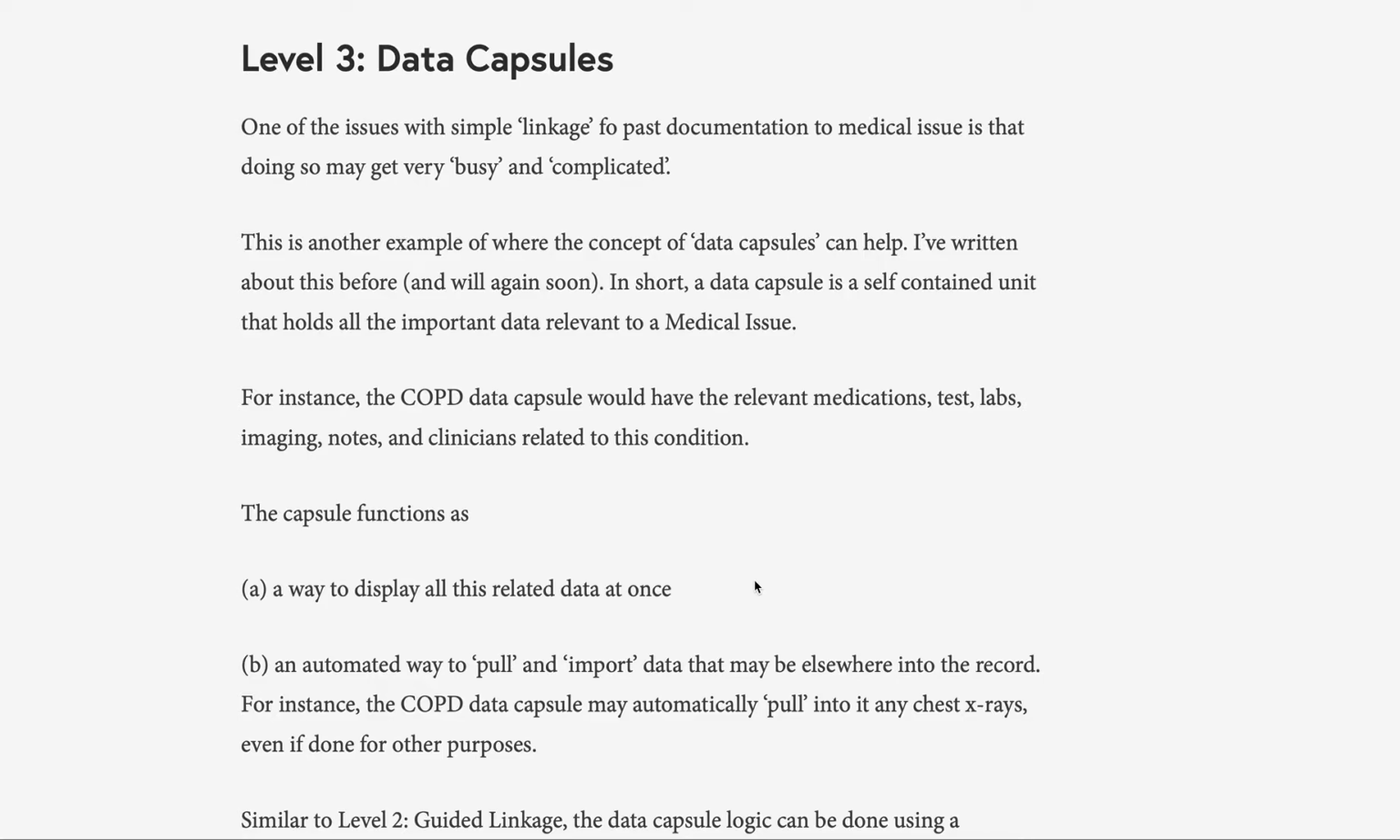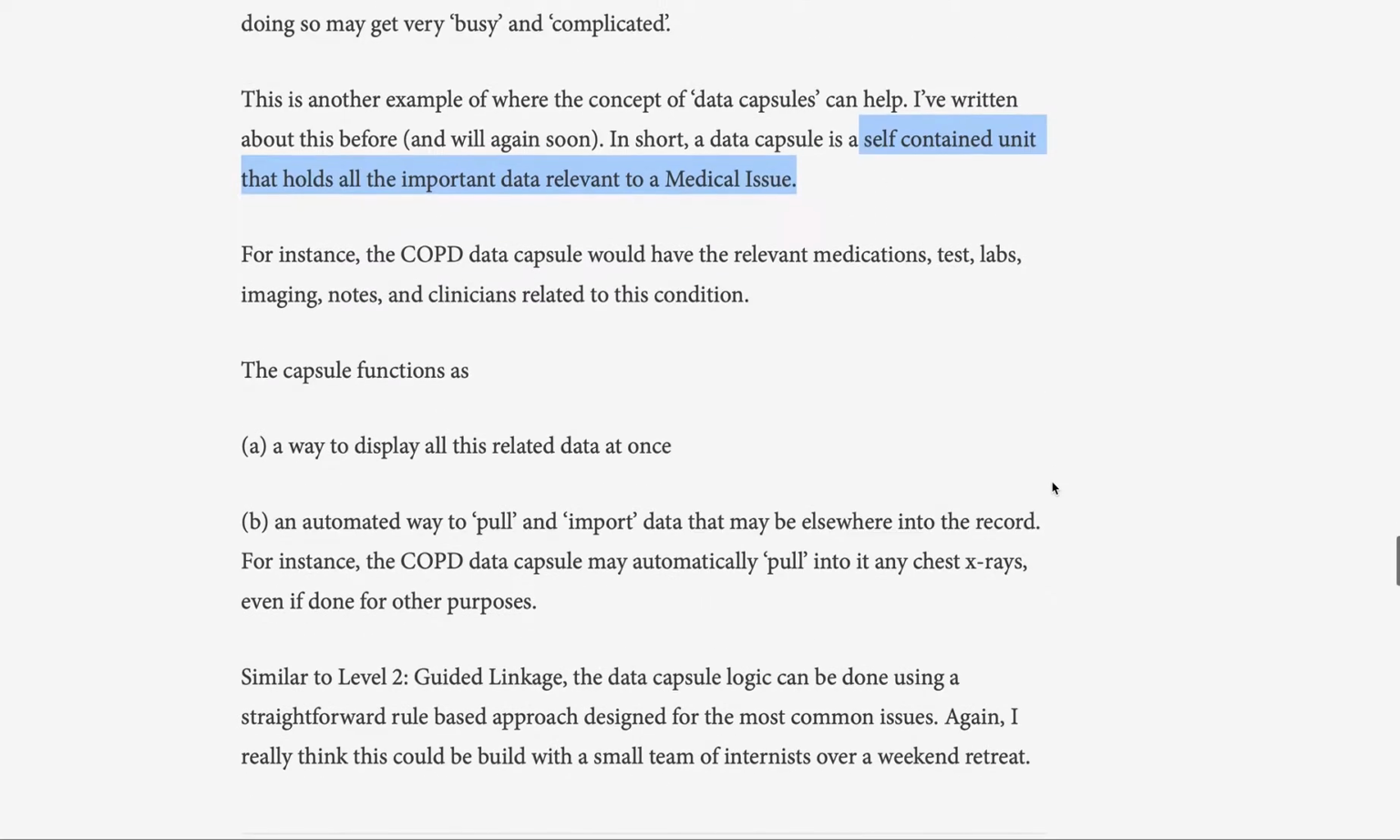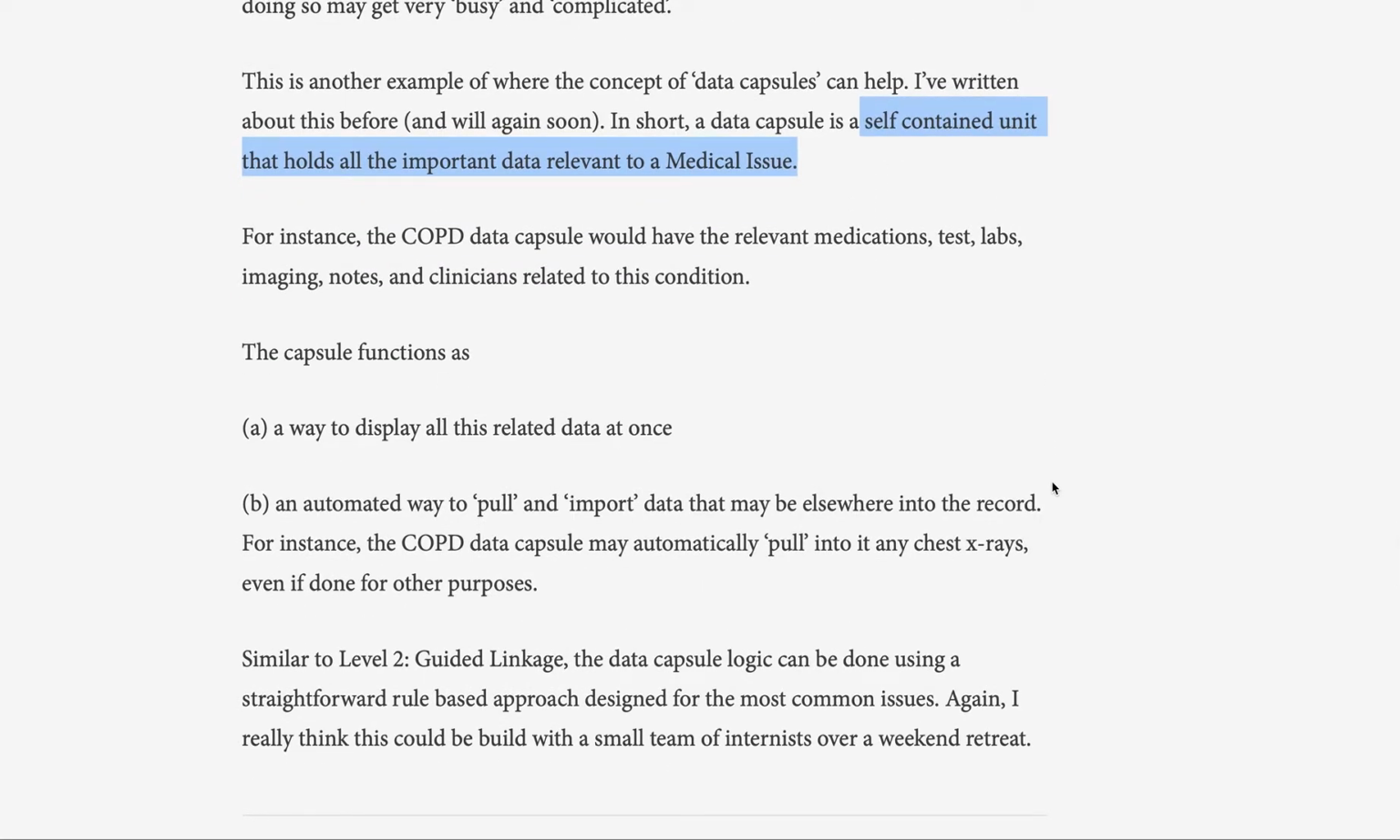And so level 3 talks about one of my favorite ideas, which are data capsules, which are essentially a self-contained unit to hold all the important information which is relevant to a medical issue. And so the COPD data capsule would include things such as the chest x-rays, the relevant COPD meds, the relevant COPD clinicians, the pulmonary function tests, all the clinical notes related specifically to COPD, and it would all be brought together into one single interface, which is really easy to navigate.